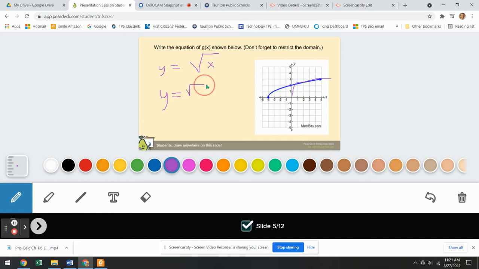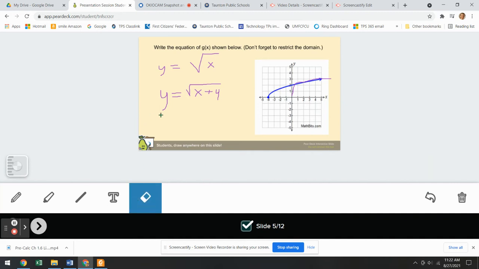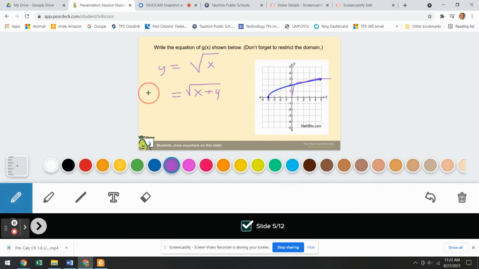So that means that we're going to have that shift taking place under the square root. Since it went to the left 4 units, we would add 4 units. All right, so your equation, and it shouldn't say y, it should say g of x, because my instruction said to write the equation g of x.